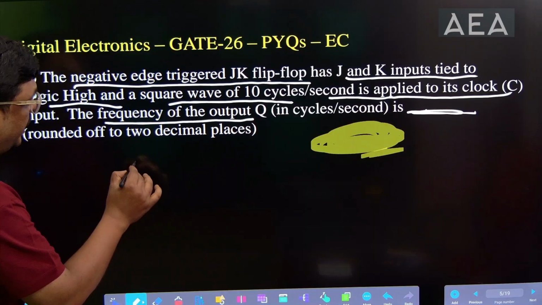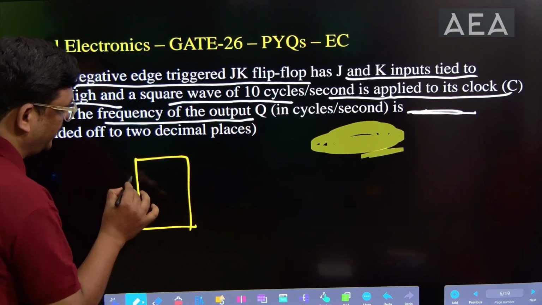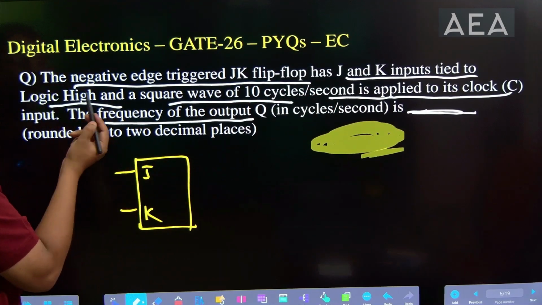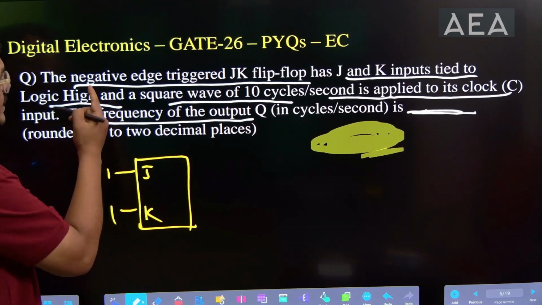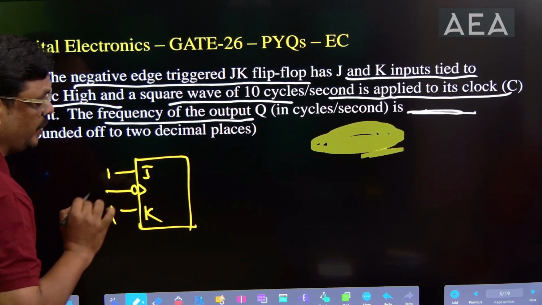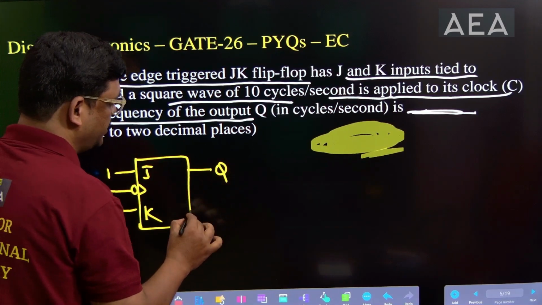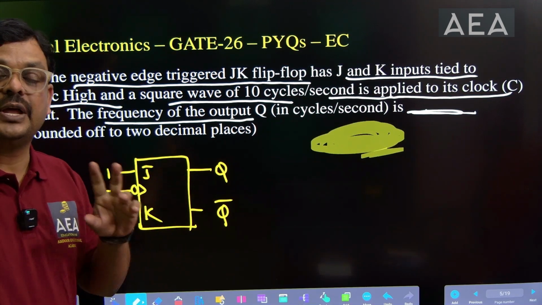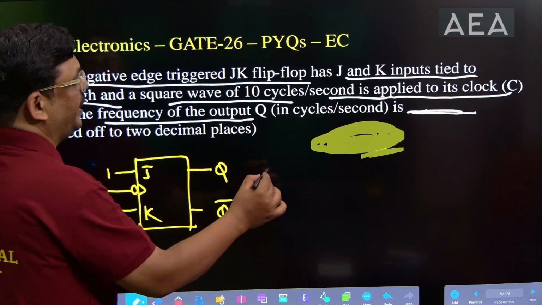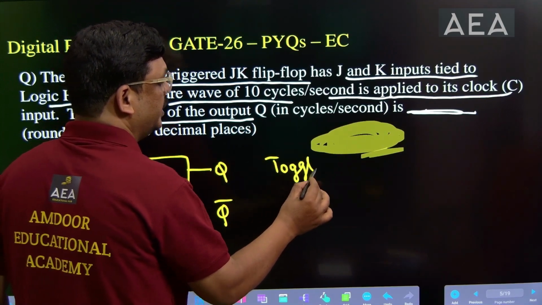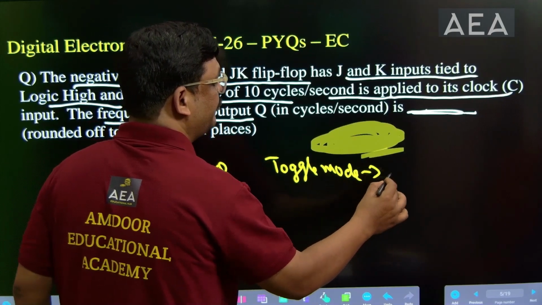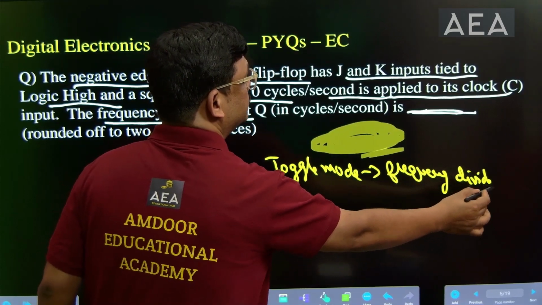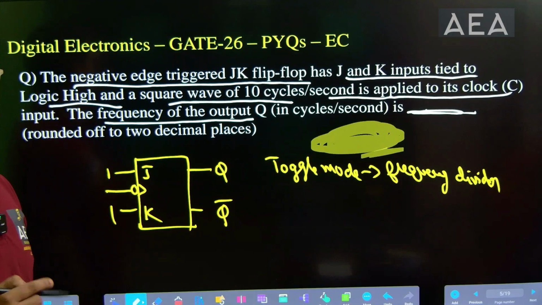Based on the given question, it has a JK flip-flop, which has two inputs, J and K, and the J and K inputs are 1. This should be a negative edge triggered flip-flop, which gives you two outputs, one is Q and another is Q bar. Whenever both JK flip-flop inputs are 1, it operates in toggle mode. In toggle mode, the JK flip-flop acts as a frequency divider.